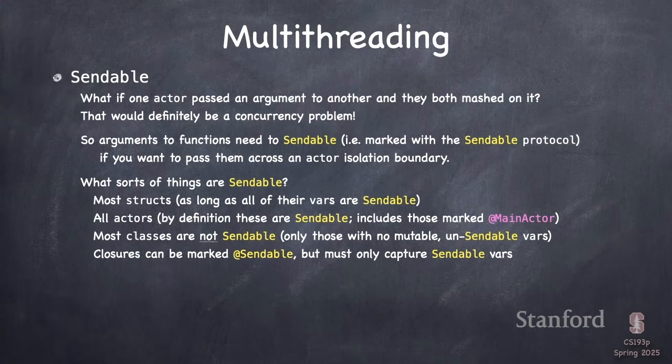So the compiler catches all that, and it won't let you pass a closure that captures something that's not sendable as an argument. But closures are otherwise sendable, and you'll see that there are quite a few pieces of Swift API where you're passing closures around, and they have to be sendable.